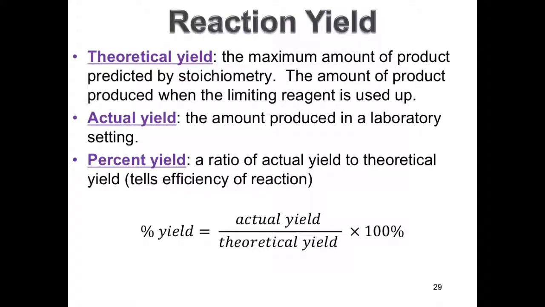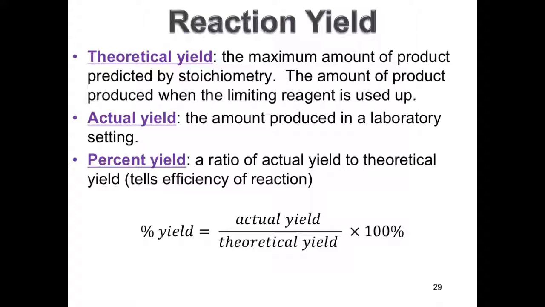Yields. The theoretical yield is the maximum amount of product you can get as predicted by stoichiometry. In a limiting reactant problem, it occurs when the limiting reagent is used up, and it is the amount that it produces. In other problems where you don't have a limiting reagent, it is the maximum amount that could possibly be produced.